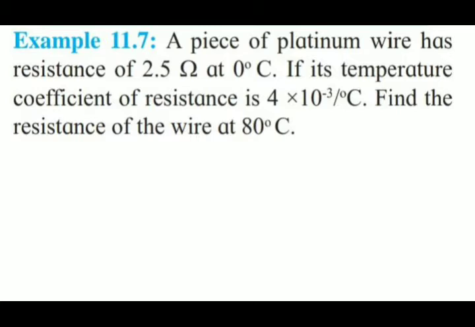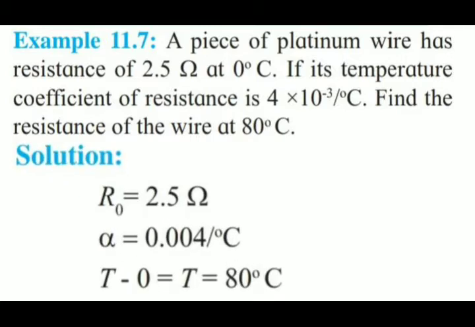After reading the numerical very carefully, what is the next step? We have to write the data. The resistance is given as 2.5 ohm. So it will be R0. Why is it R0? Because it is at 0 degree Celsius. That's why we have put R0 here. So at 0 degree, the resistance of the platinum wire is nothing but 2.5 ohm.